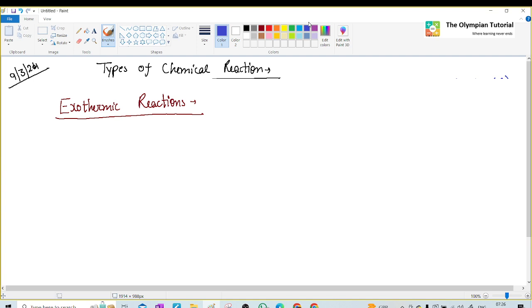giving slaked lime. This is also an exothermic reaction because a large amount of heat is evolved during this reaction. When calcium oxide reacts with water, it gives calcium hydroxide. Write down this complete reaction. If we are not writing it straight here, it will work, because the most important thing which we have to show is heat.